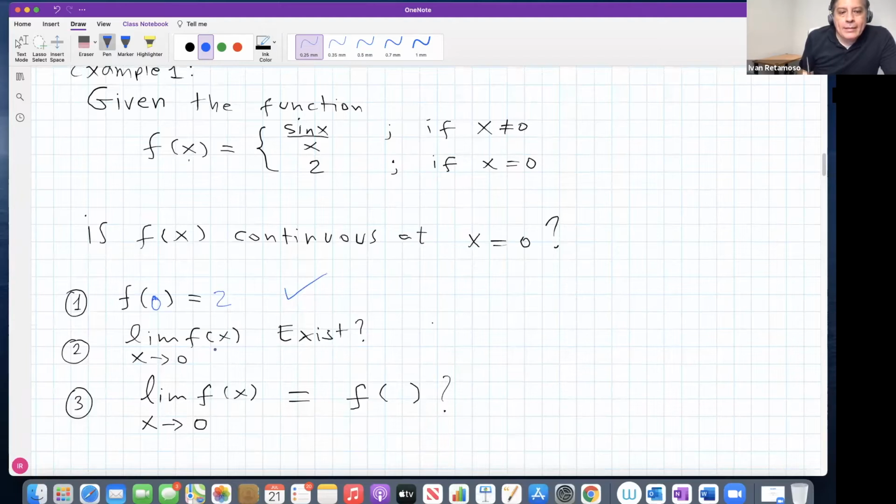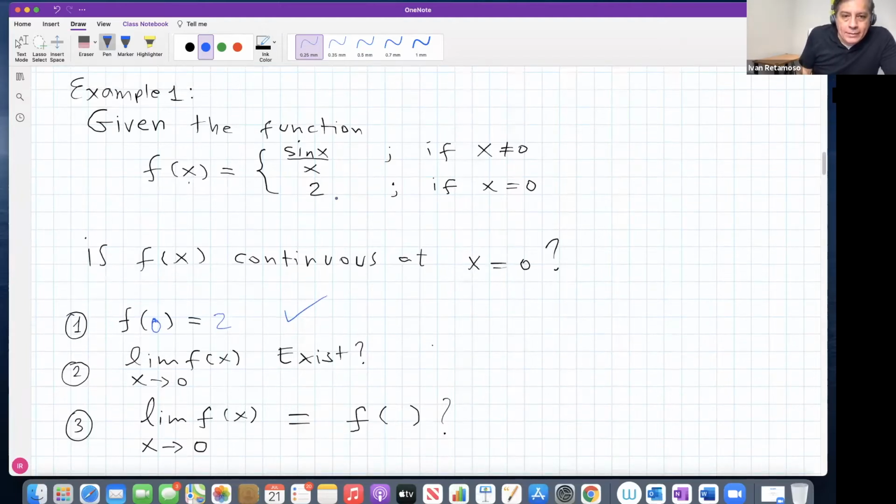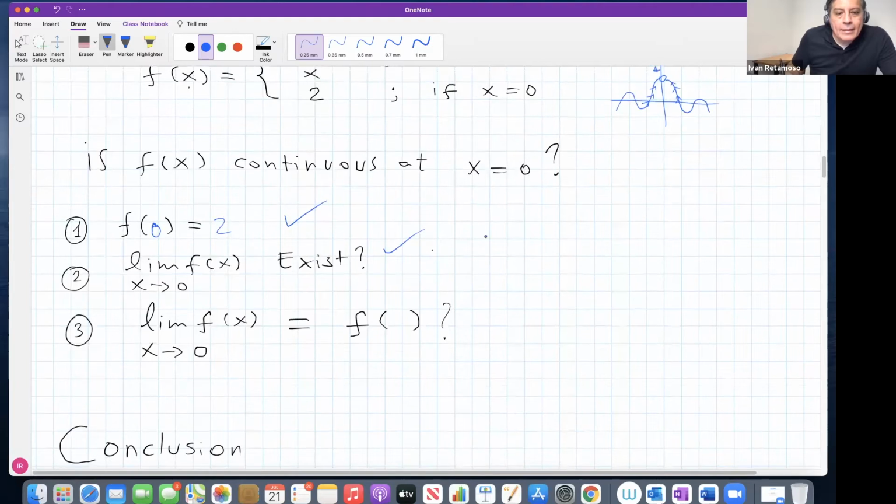But now, the limit, does it exist? Well, notice, the graph of this guy, we know, is like this. We have shown several times. From the left, if you approach from the left, you're going to 1. If you approach from the right, you're also going to 1. So the limit exists, and not only that, it is 1. So this is good. The limit of this function as x approaches 0 is 1.